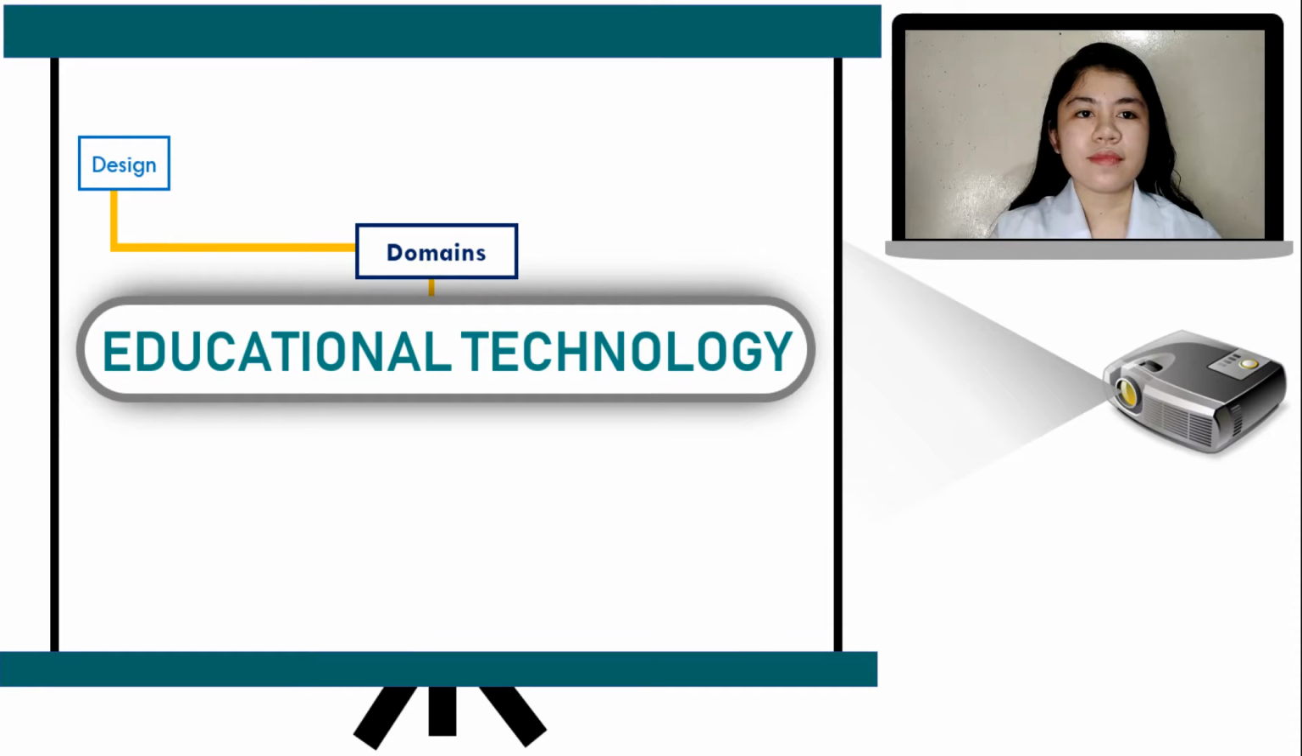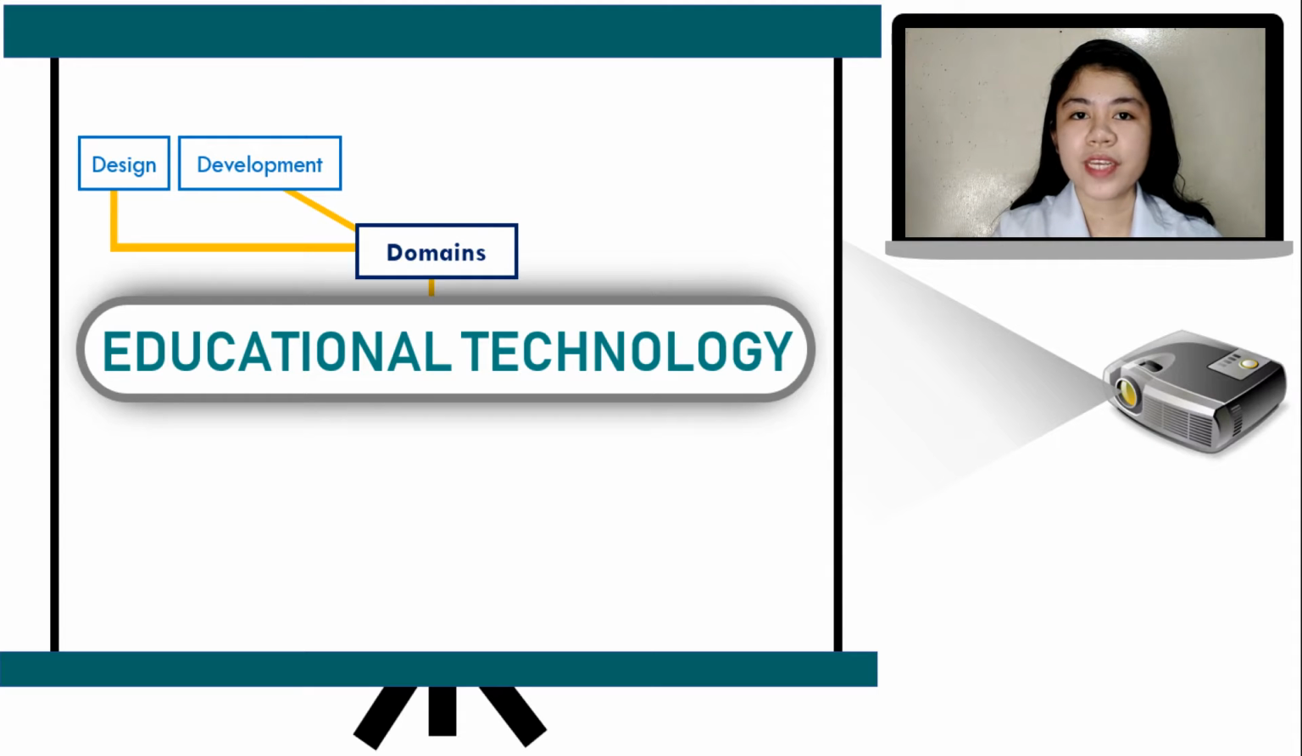So the second domain, we have development. Development is a process of translating design specifications into physical forms. So it includes hardware, softwares, and other technological tools and media. Subcategories, we have print technologies, audiovisual technologies, computer-based technologies, and integrated technologies. So as developers develop educational technology, they should remember that educational technology must be anchored to the learning outcomes.